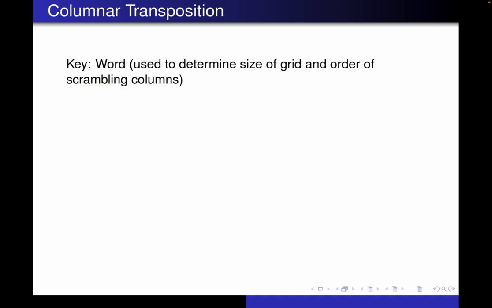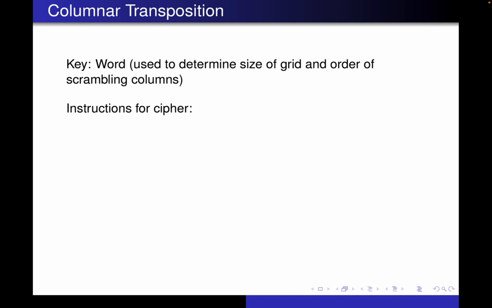So the key that's going to help us do all that, it turns out, is just a word. And that word is going to do two things for us. First of all, that and the message will determine the size of the grid. Specifically, it's going to tell us how many columns we have. And the letters in the word are going to tell us the order in which we scramble the columns.